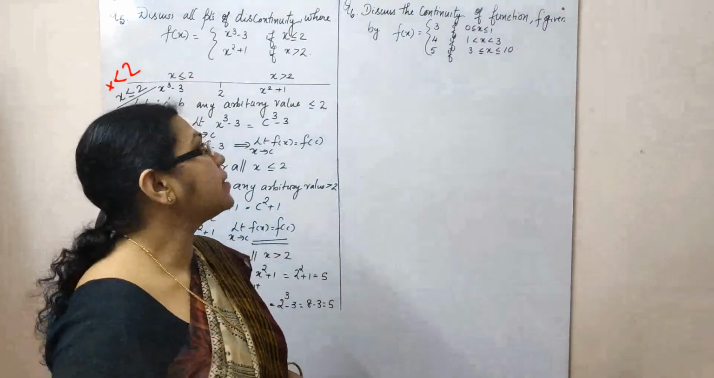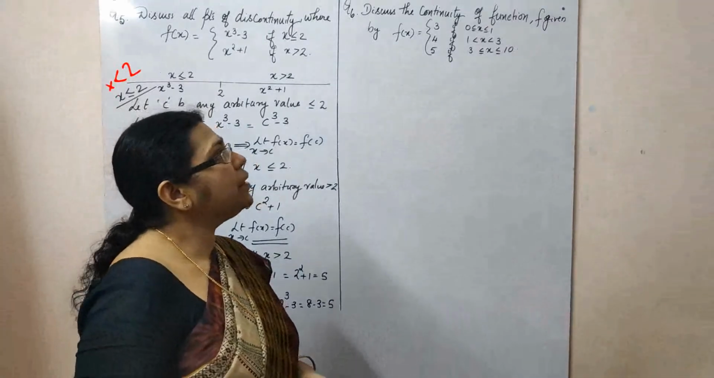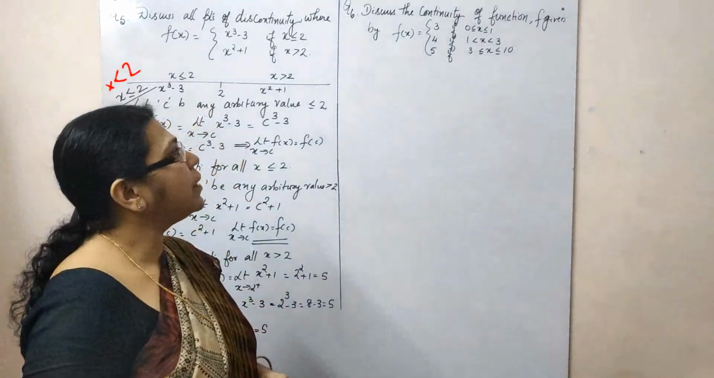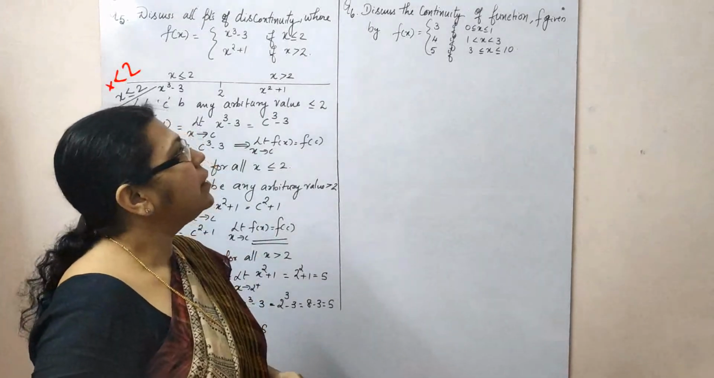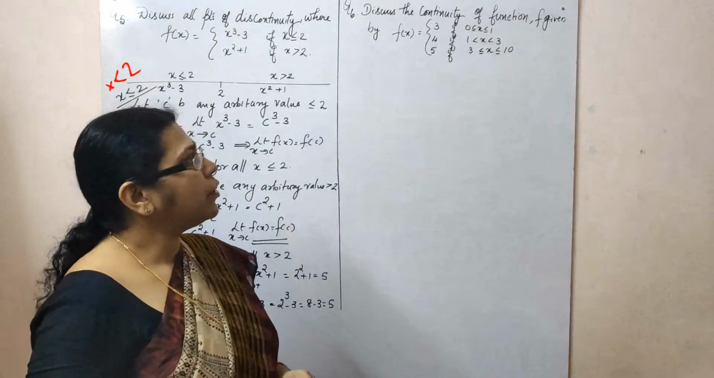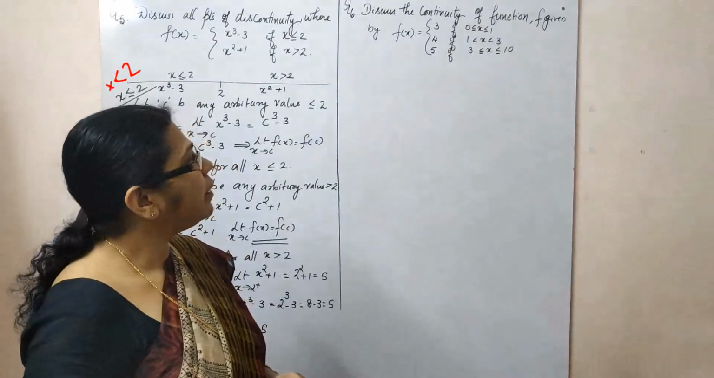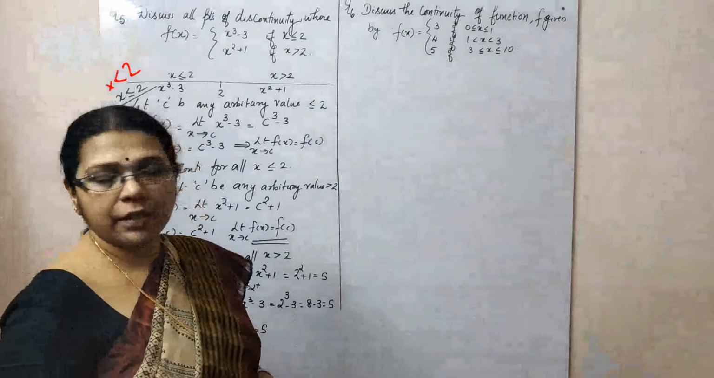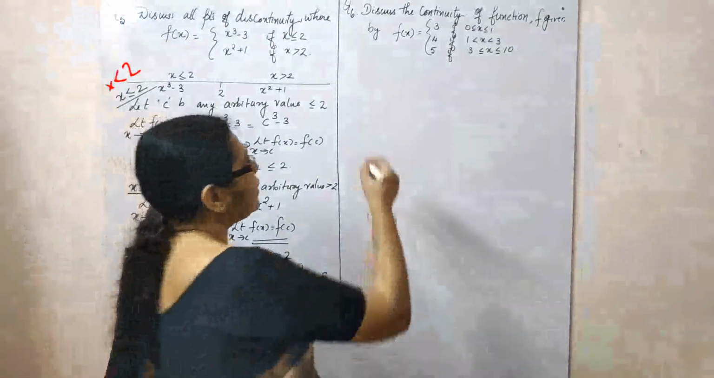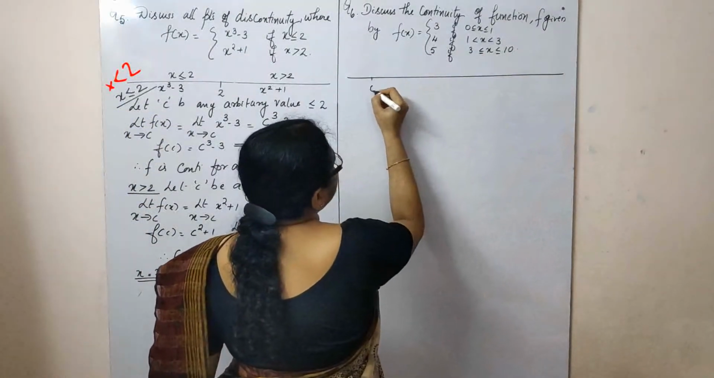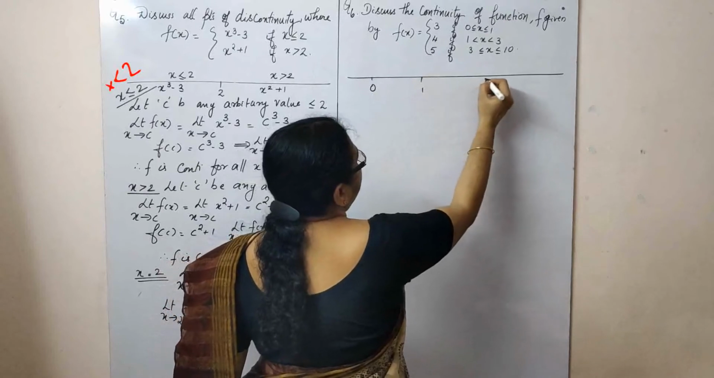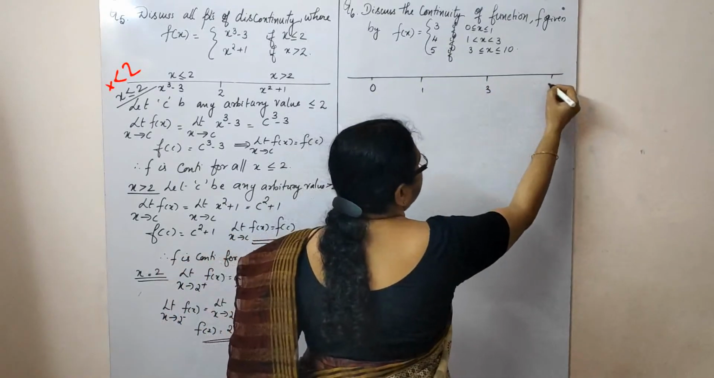Now, let's move on to the next question, question number 6. Discuss the continuity of the function f given by f of x is equal to 3 in the interval 0 to 1, 4 in the interval 1 to 3, which is an open interval, and 5 in the interval 3 to 10. Let me now plot this on the number line. Here I have 0, then 1, 3, and 10.